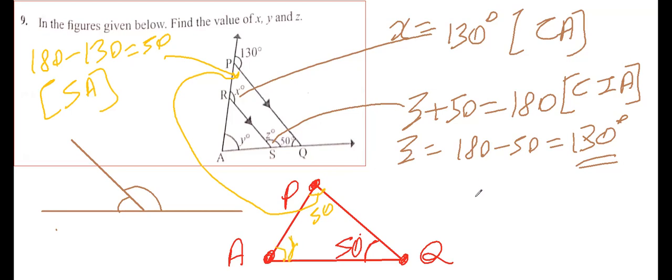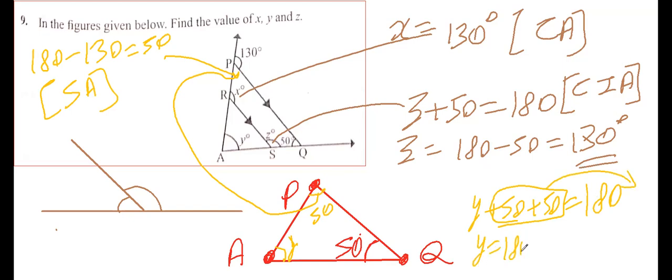So I know the angle sum property of a triangle measures 180 degrees. So y plus 50 plus 50 is equal to 180 degrees. So y plus 100 is equal to 180; 100 will be transposed there and become minus 100. So 180 minus 100, you will get 80. So 80 is the value of y.